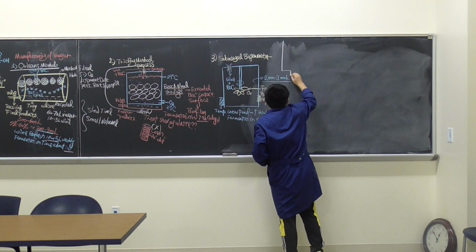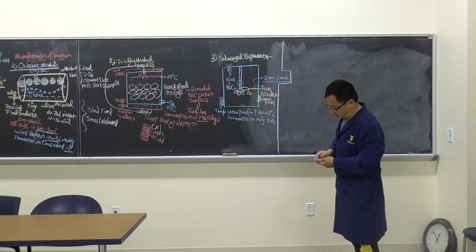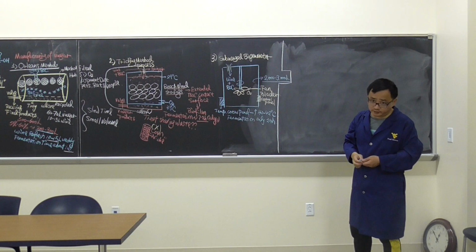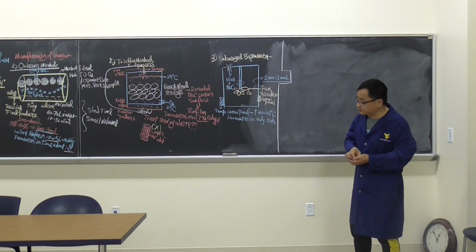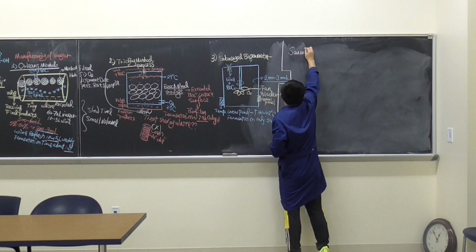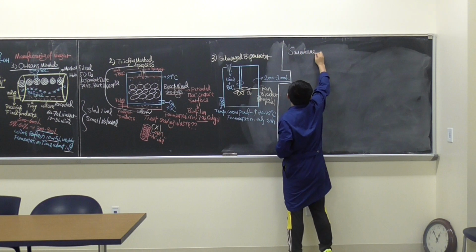Then we want to talk about something else, which means some of the other fermented products, which are vegetable fermented products. So the first thing we want to mention is sauerkraut, S-A-U-E-R-K-R-A-U-T.